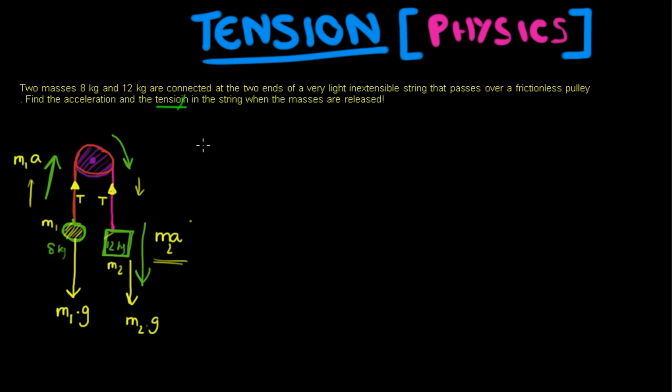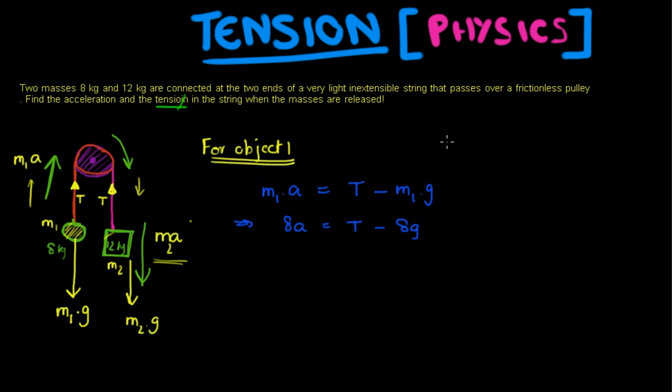Now let's take object 1. For object 1, let me use a different color. Let's take blue. Blue will look good. Object 1 is going upwards. So from Newton's second law of motion, m1a will be equal to T, the tension in the string, minus the force which is going downwards, which is opposite to the direction of tension. That's m1 times g. Awesome. So we got one equation. Now let's fill in the value of m1. m1 is 8 kg. So 8a is equal to T minus 8g.